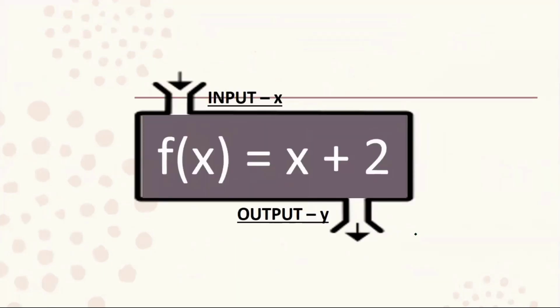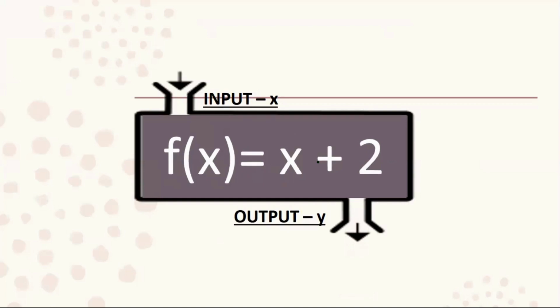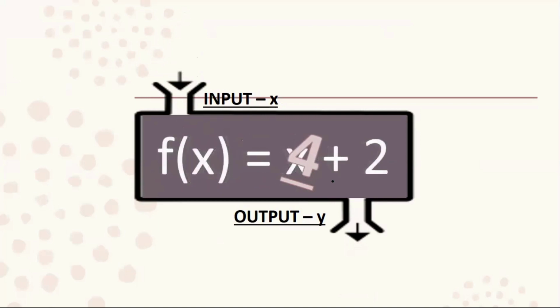Just like this one. Consider the input 2. This is to be replaced or substituted to the variable x. Apply the necessary operation, in this case it's addition, and simplify. We get 4. One more. The input here is 4. Apply the necessary operation, then simplify. It's 6.